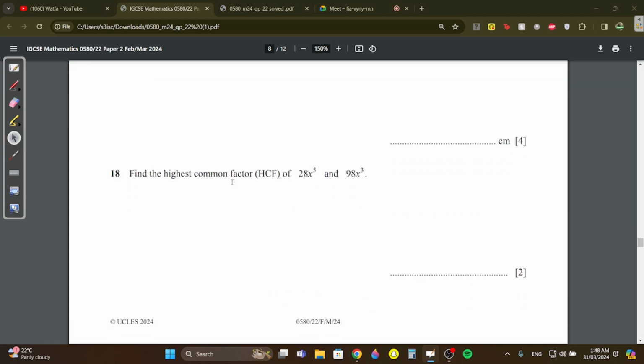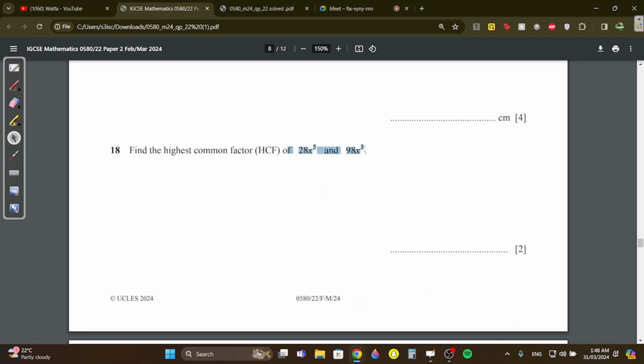Question 18. Find the GCF or HCF of 28x to the 5 and 98x to the 3. To do this, you have to factor it out. Okay, 28x to the 5 and 98x to the 3. Factor it out. 28x to the 5 is actually equal to 7 times 2 to the power of 2 times, obviously, x to the power of 5.